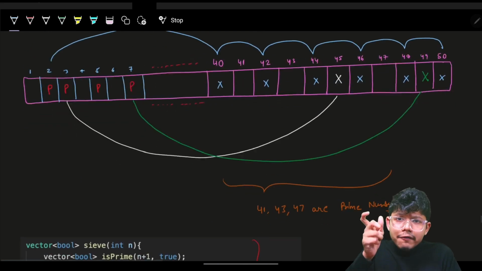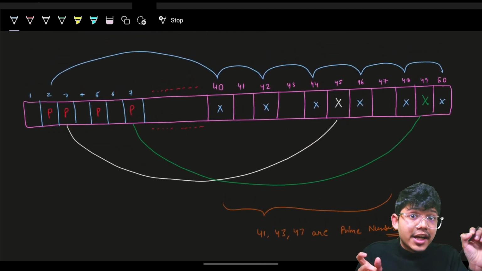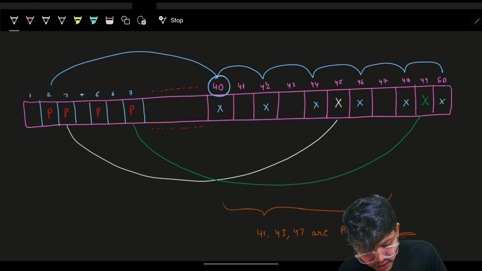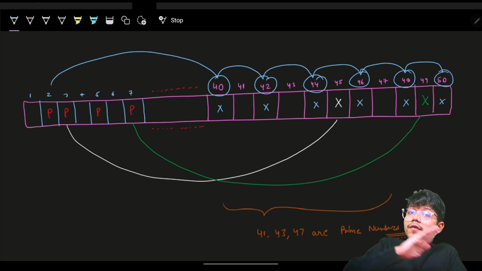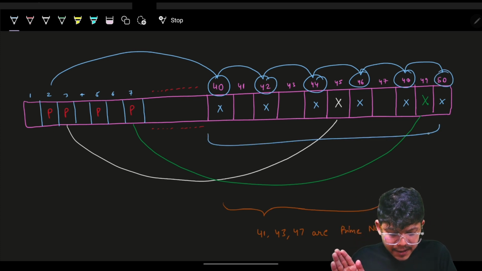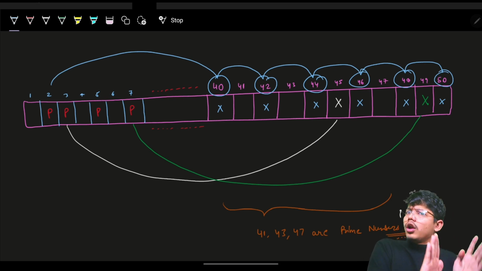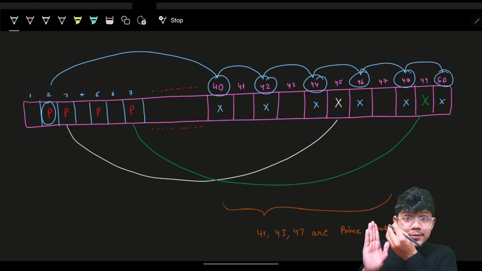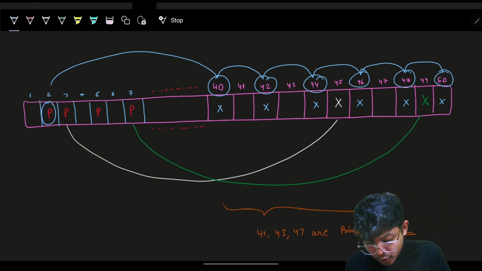When this is done, I will use those numbers to mark which numbers are composite in this range L to R. I'll simply say 2: 40, 42, 44, 46, 48, 50. Mark all of them as false. I'll take an array named isPrime and mark it by default as true. I'll keep on marking all the multiples of these prime numbers as false in that range.